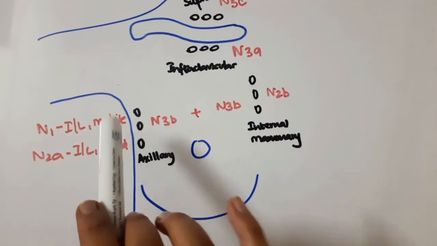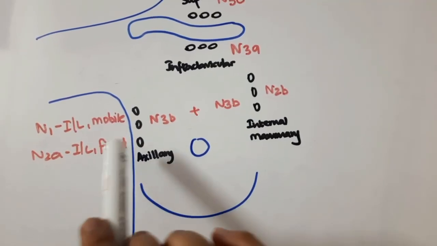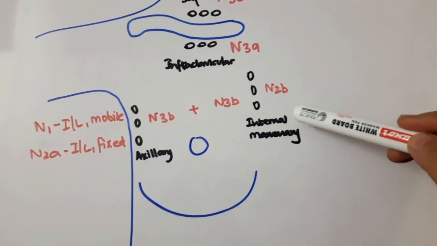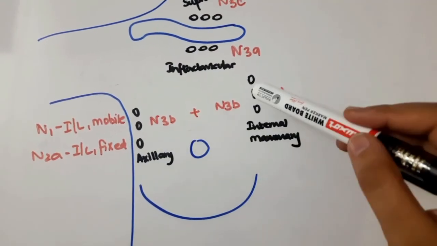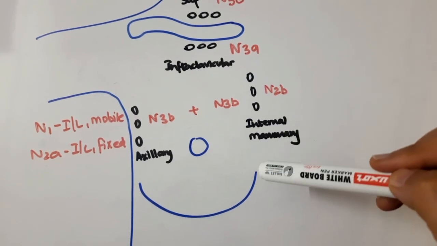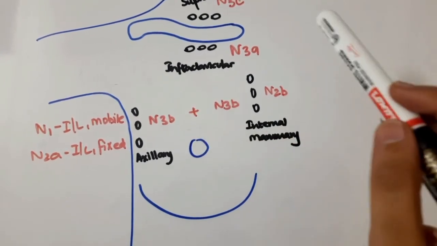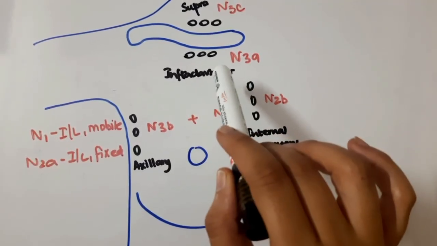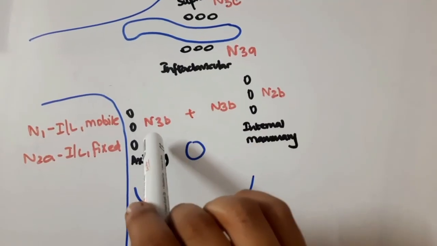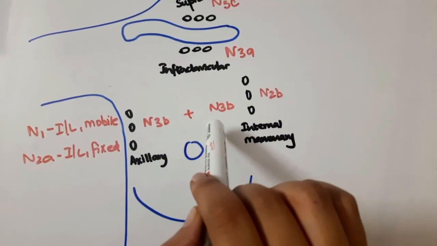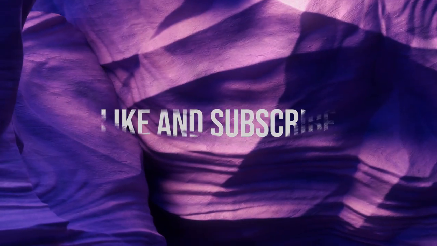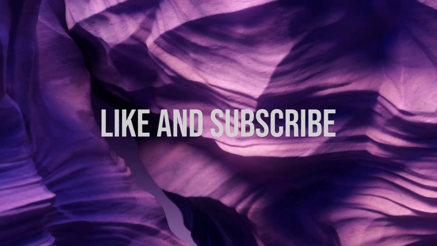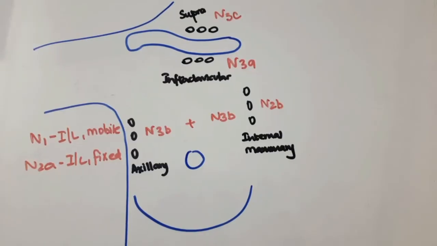So N1 is ipsilateral mobile, N2A is ipsilateral fixed, N2B is internal mammary, only internal mammary lymph nodes without axillary. So here in N2B, only internal mammary lymph nodes are involved, not axillary. Then in N3A, we have infraclavicular lymph nodes. In N3B, now we have both axillary and internal mammary lymph nodes. And finally, in N3C, we have the supraclavicular lymph nodes. This is how we do the nodal staging, or the N staging.